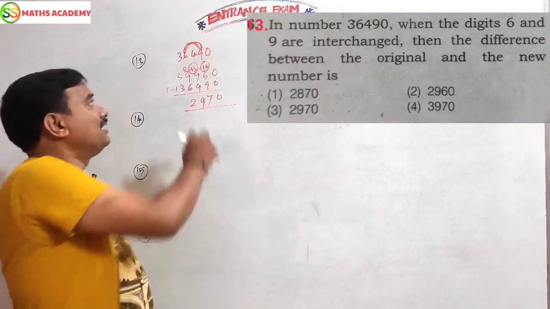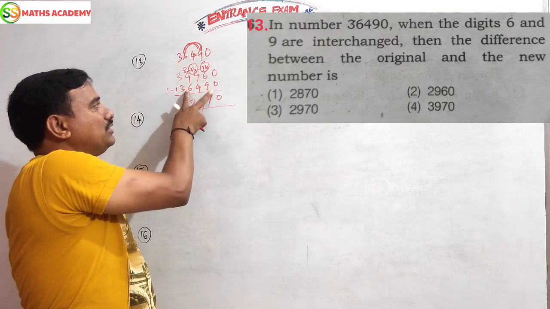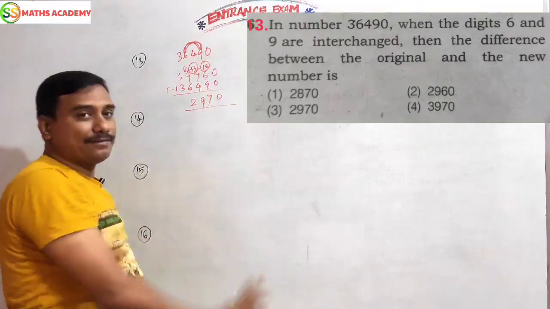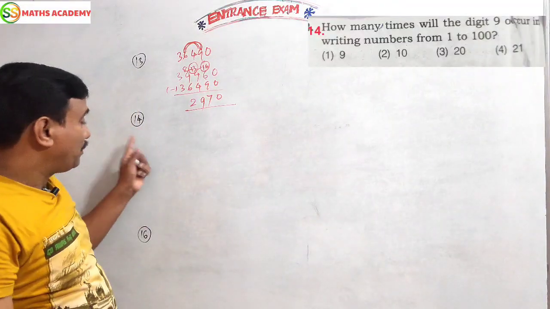See how easy it is. After interchanging, this is the big number and you can write the small number. By using this condition of difference, you can get the answer. Okay. Now difference is very easy for you. I know very well. Now see question number 14.